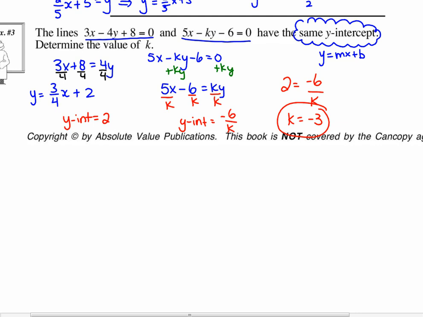You're close. Right? If this is supposed to be a positive 2, the denominator has to be negative, so k has to be negative 3. They have the same y-intercept, and you know that this should be plus 2. Okay? All right, turn the page. A couple more and we're done.